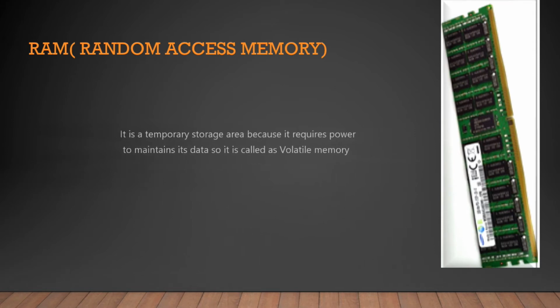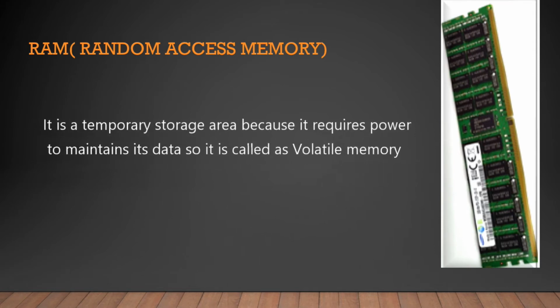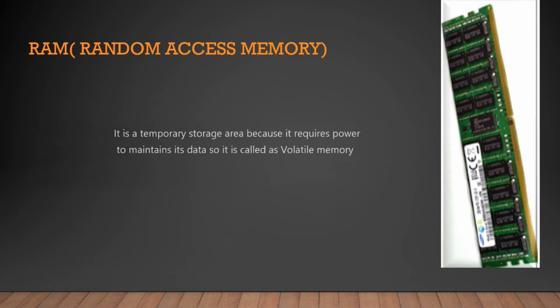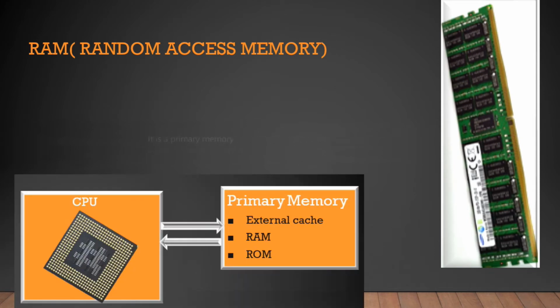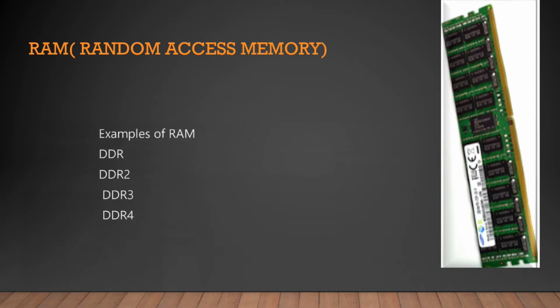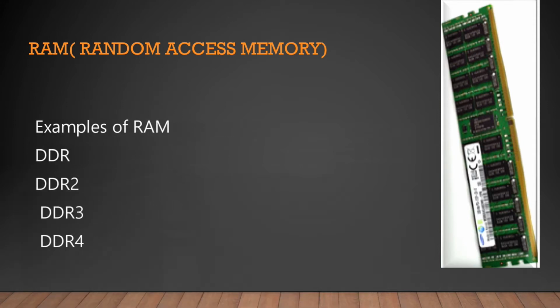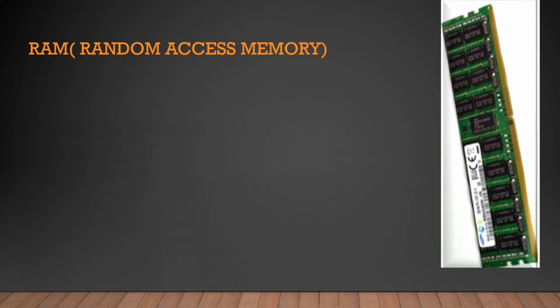It is a temporary storage area because it requires power to maintain its data, so it is called volatile memory. It has direct contact with the CPU, so it is a primary memory. Examples of RAM: DDR, DDR2, DDR3 and DDR4.